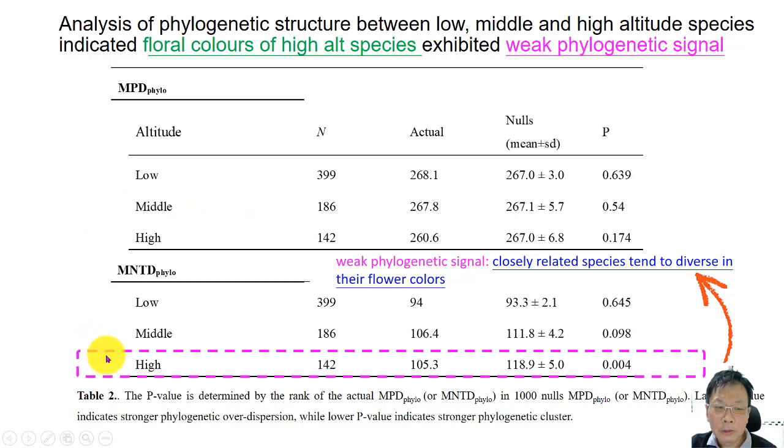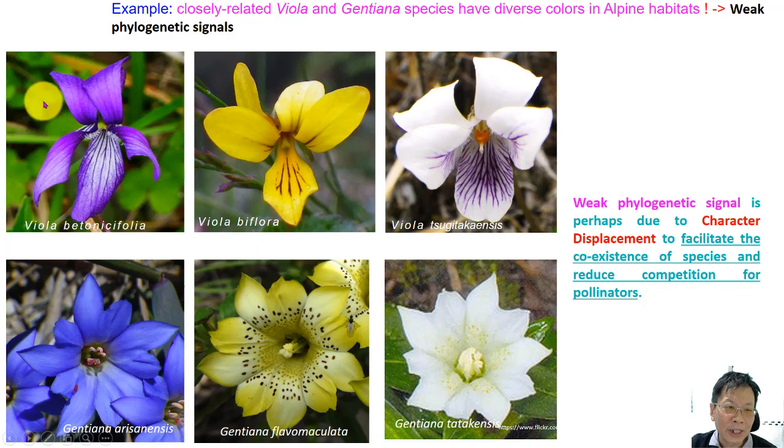So when we do this, we particularly find the high altitude species under strong selection have weak phylogenetic signal. That means closely related species tend to diverge in their flower colors, by these two measurements, MPD and MNTD. Let me give you an example like this. So these are Viola species, and these are Gentiana species in the high altitude region. They all show weak phylogenetic signal. So they are so closely related, but their colors are so diverse. So there must be a selection force that wants to over-disperse their color.